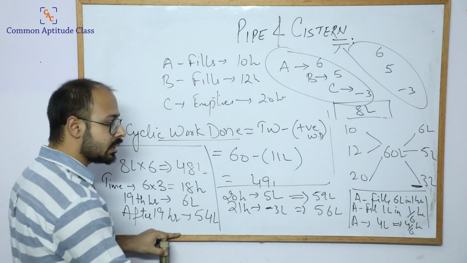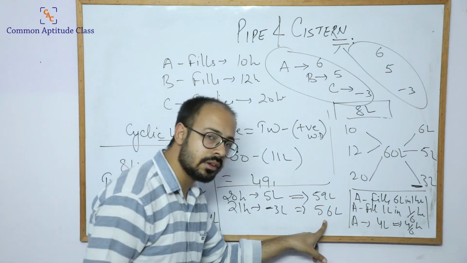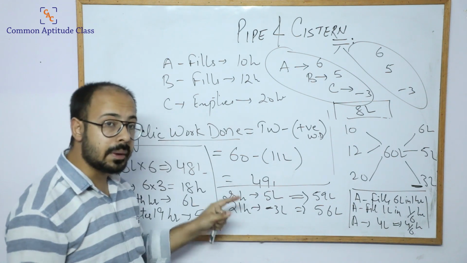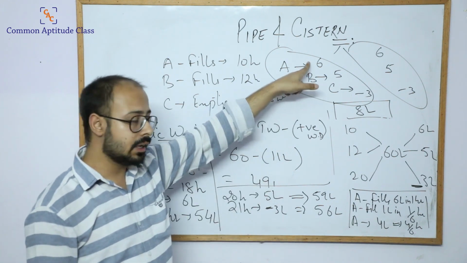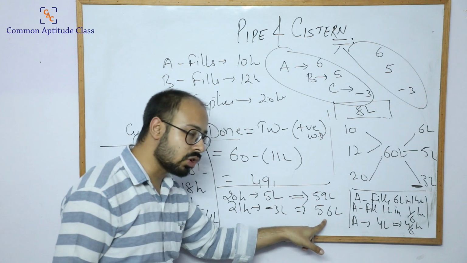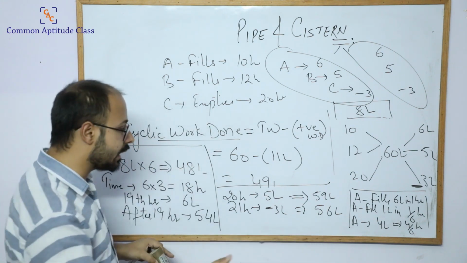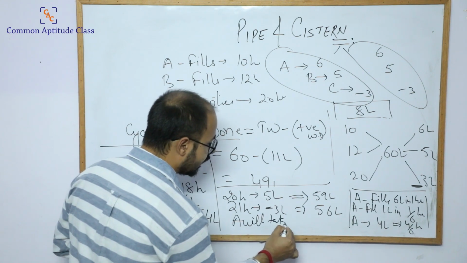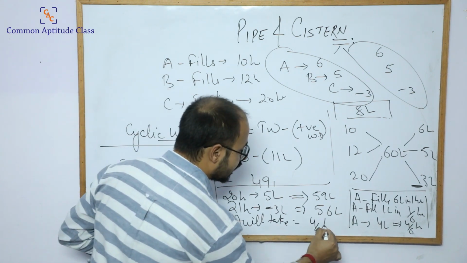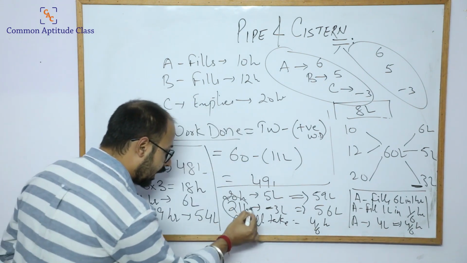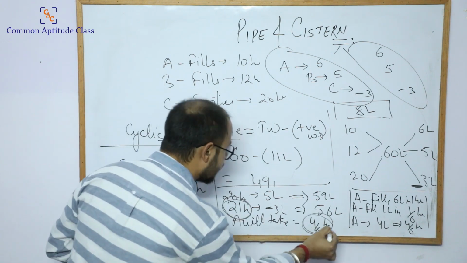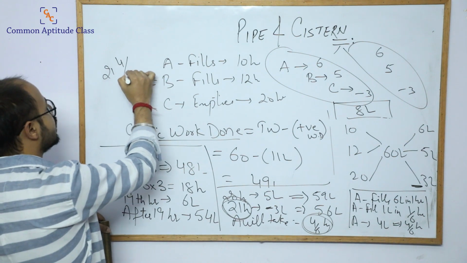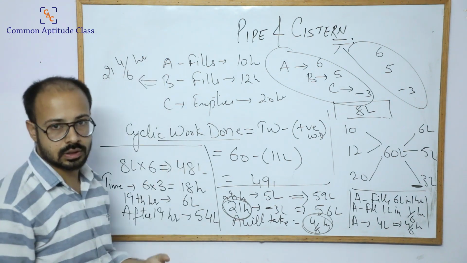So in the 21st hour, 56 is filled. Now the 22nd hour will not be completed because 6 liters are to be filled and 56 is already done. So 4 left. To fill 4 liters, A will take 4 by 6 hours. So the total time is 21 4 by 6 hours to fill in this process.